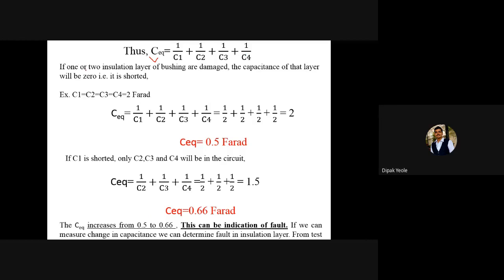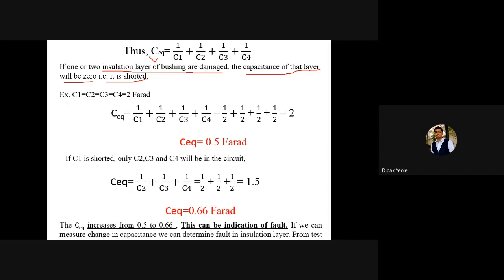Let's say one or two insulation layers of the bushing are damaged. Now we know that if the bushing insulation layer is damaged, the capacitance of that layer will be 0. That is, it is shorted. So the capacitance of that particular layer will obviously be 0.